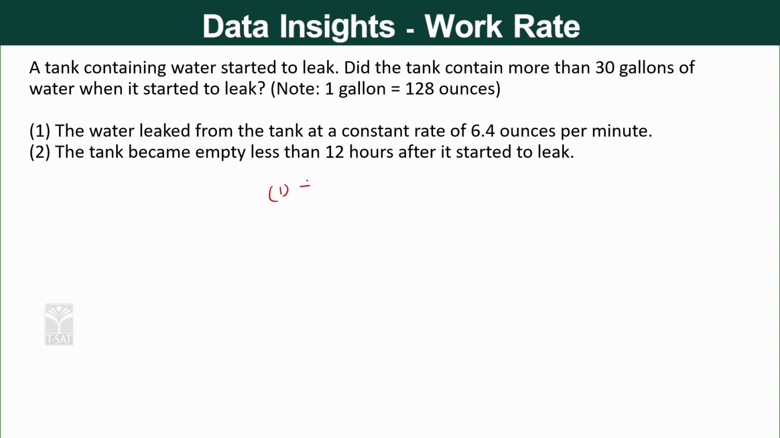So, statement 1 is telling us that water leaked at the rate of 6.4 ounces per minute. By giving us the rate at which it is leaking, there is no information about the amount of time to calculate how much volume has leaked. So, we cannot say how many gallons of water it had when it started to leak. Therefore, this information is not sufficient to answer the question.